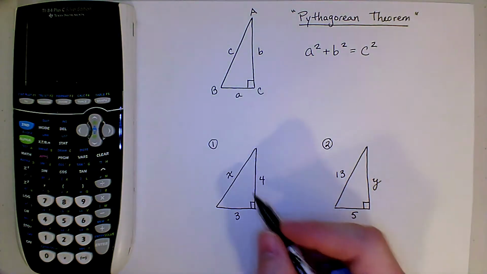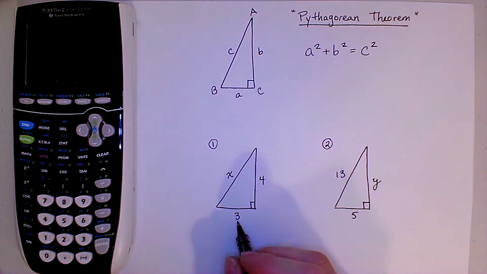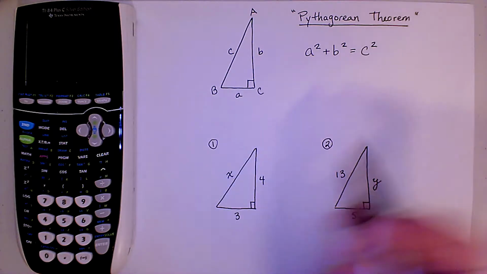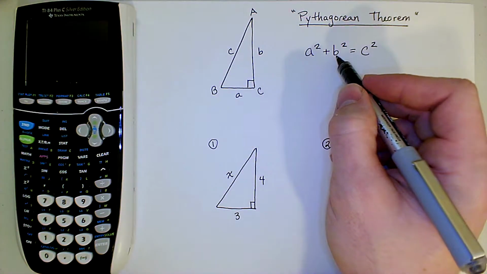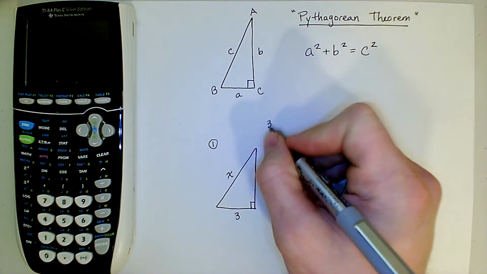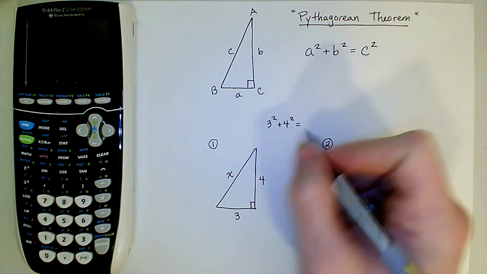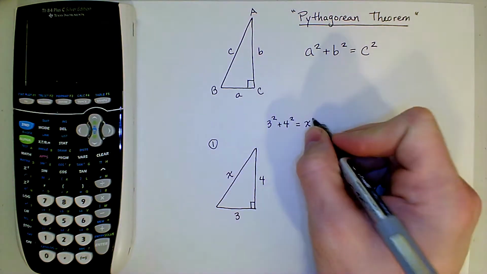In the first example, I have the two legs of the triangle. I have the 3 and the 4, and the x is the hypotenuse. So when I'm using the Pythagorean Theorem, my 3 and my 4 are going to go in for A and B. So I'm going to say 3 squared plus 4 squared equals the c squared, and in this case would be x. So I'm going to say x squared.